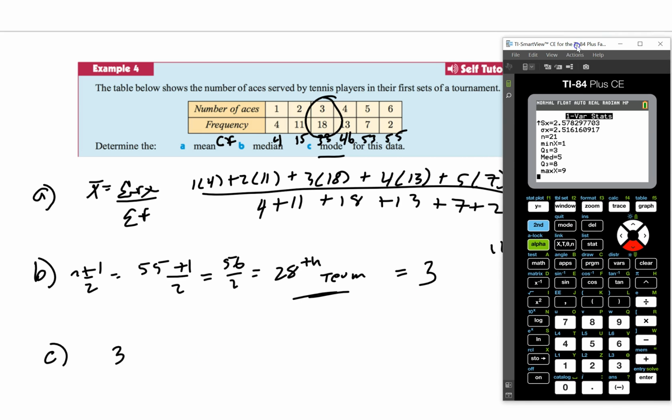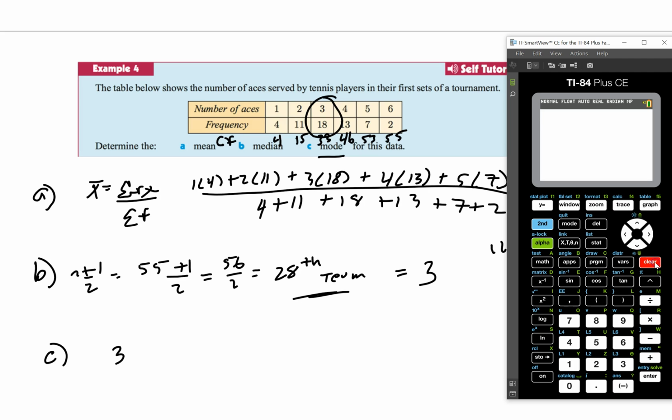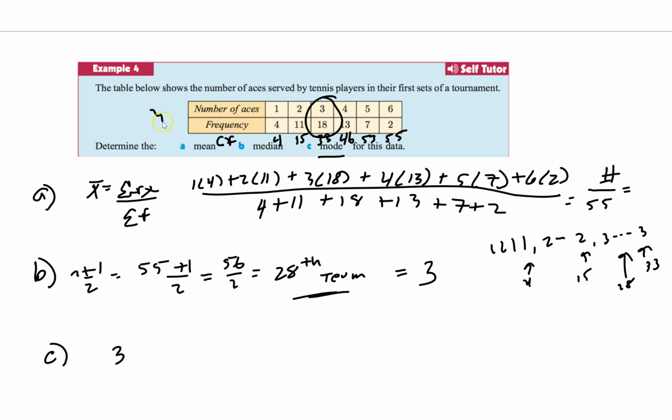So I'm bringing my handy dandy calculator over here. Let me clear off what we did earlier. I want to type that all in there. So I'm going to use this as line 1, that's L1, and L2.